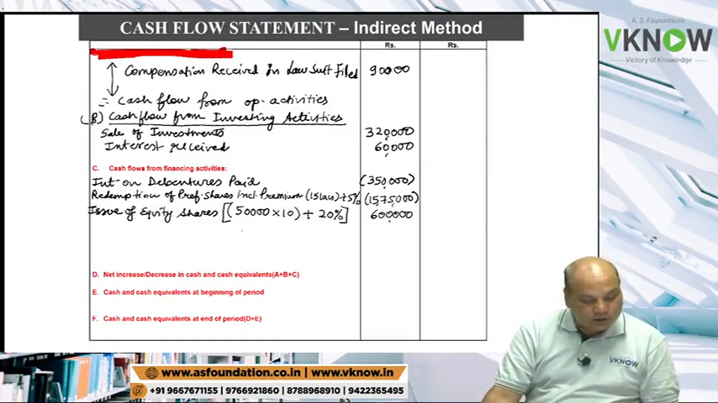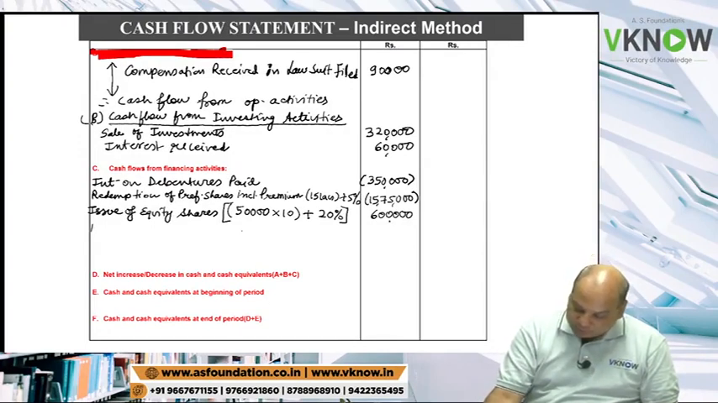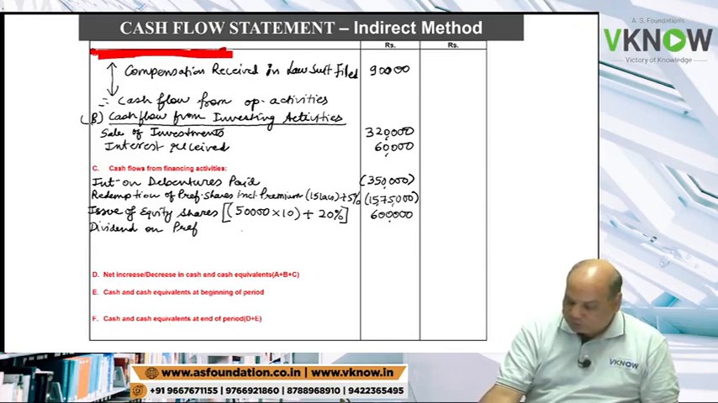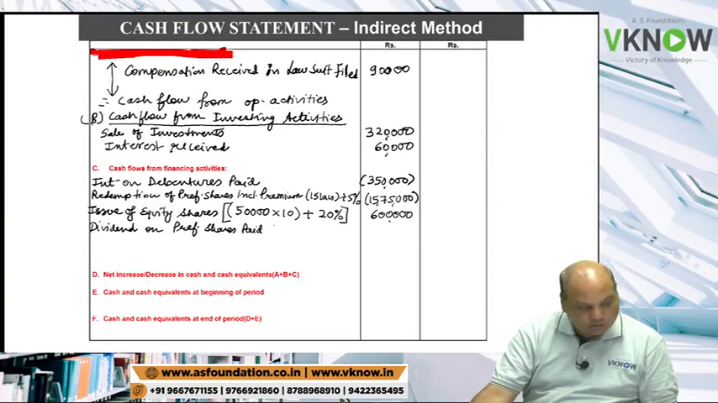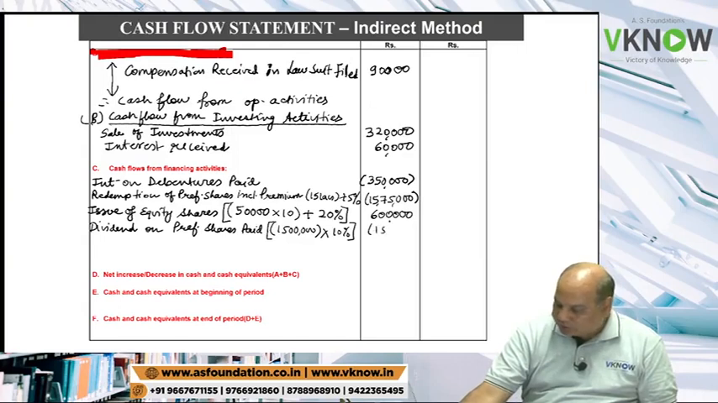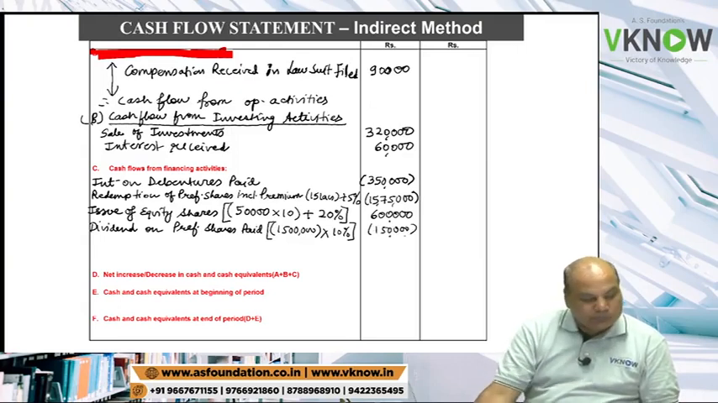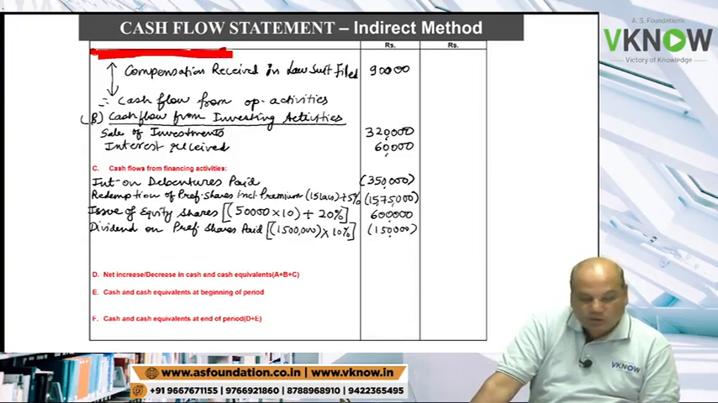Point number C continues, dividend on preference share were paid at the time of redemption. So dividend on preference shares paid. Calculation will be 15 lakh multiplied by rate of dividend 10%. So 15 lakh into 10% in bracket 1,50,000. Come on.